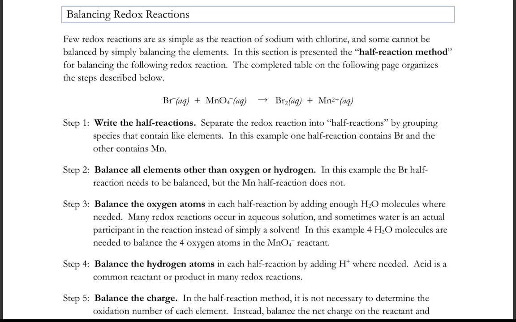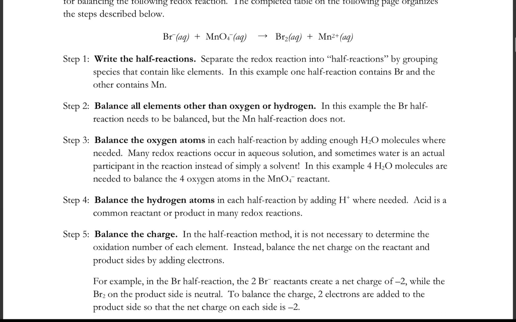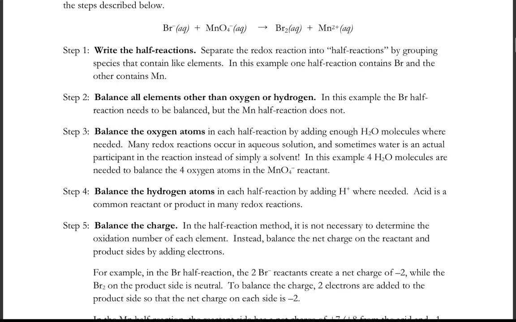The technique we're using is called the half reaction method, and it involves a number of steps. Step 1 is we write the two half reactions. So we will separate the Br- and the Br2 into a half reaction. We will separate the MnO4- and Mn2+ in a half reaction. That's step 1. Step 2, we will balance all the elements other than the oxygen and any hydrogen. So we will ignore oxygen and hydrogen. So we will balance the bromine and we will balance the manganese.